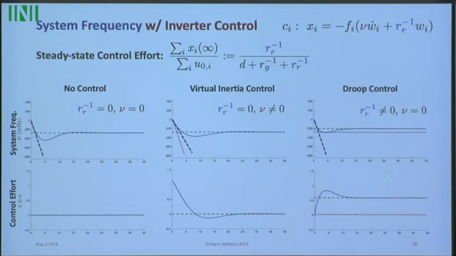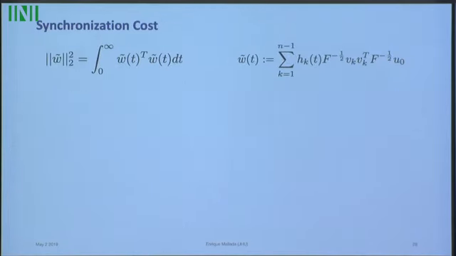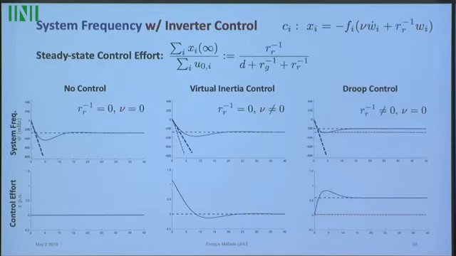And for the Droop, well, the maximum power is less, but you still have this steady state effort that you need to put to maintain the frequency at a different value from the value that you will get from the turbines. Okay, so this is for the system frequency.